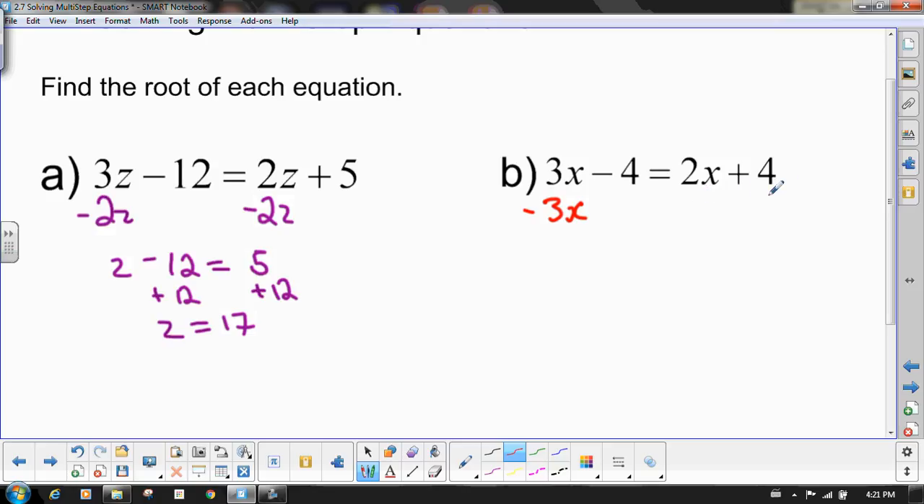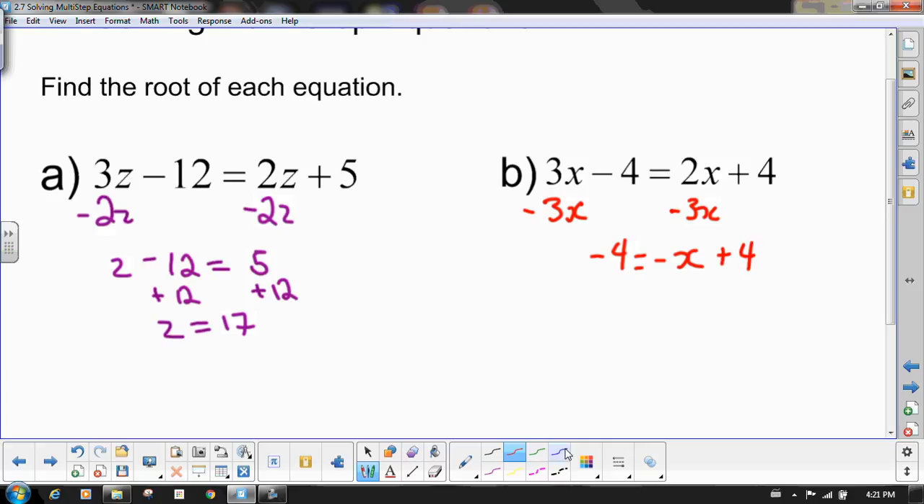I'm not going to put the 3x underneath the 4. I can't put it there because 3x and 4 are not like terms. So that means I'm going to put the 3x underneath the x. So when I do that, 3x take away 3x, 0. I have no more x's on that side, and that's what I want. That minus 4 is still here, and then that's going to equal 2 take away 3 is going to be negative x, and that plus 4 is still there.